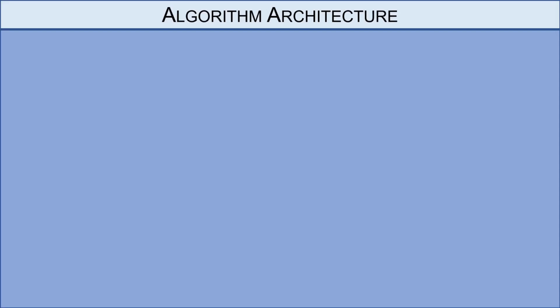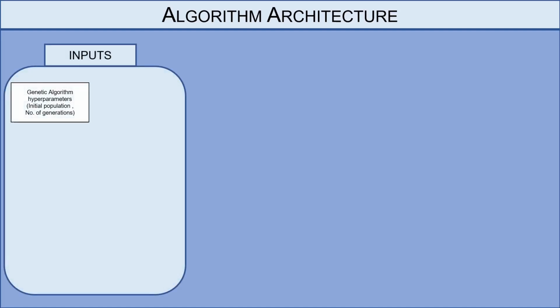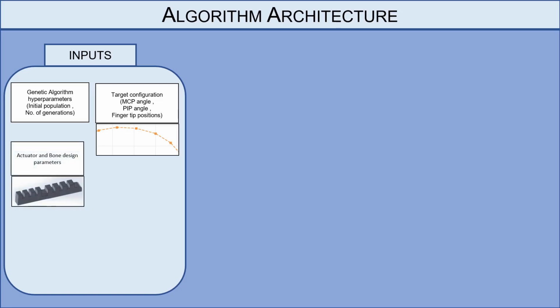Talking about algorithm architecture, it contains three key components. The inputs: we have genetic algorithm hyperparameters like initial population, number of generations, then the target configuration. As I said, we are trying to mimic a human finger. In a human finger, there are the MCP joint angle, PIP joint angle, and fingertip positions through which we can track their trajectory. We have actuator and bone design parameters. Also, we have design constraints and material parameters, like Young's modulus and Ludwig exponent.